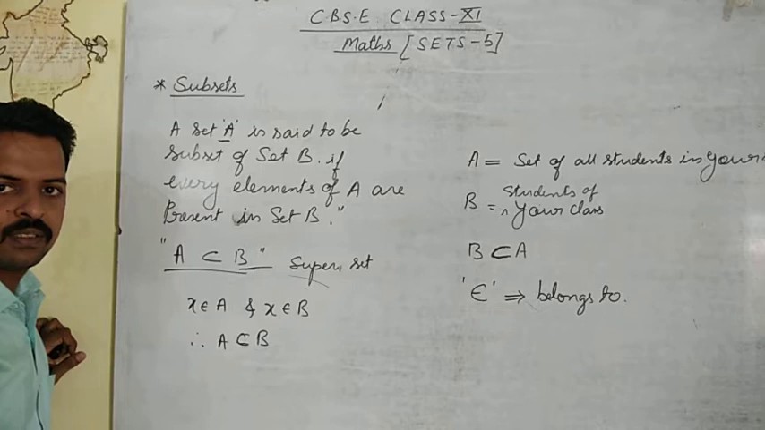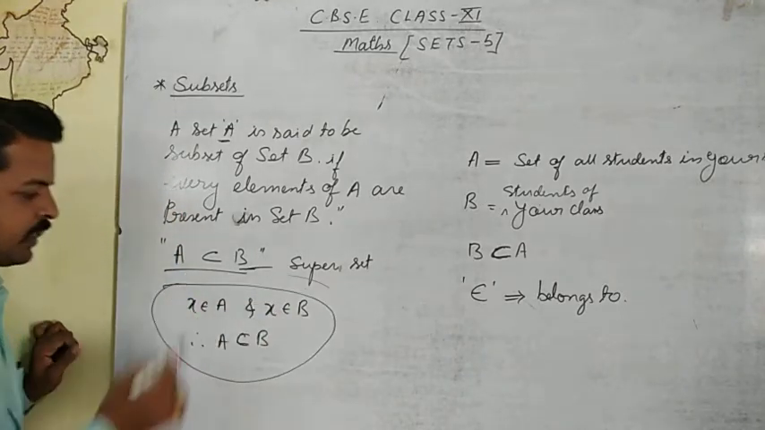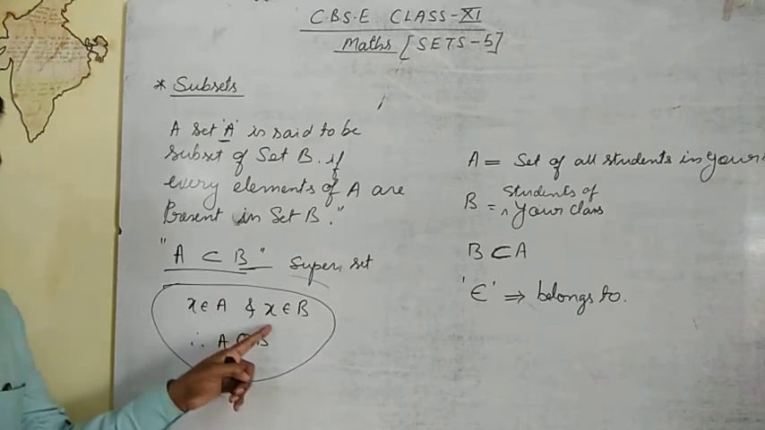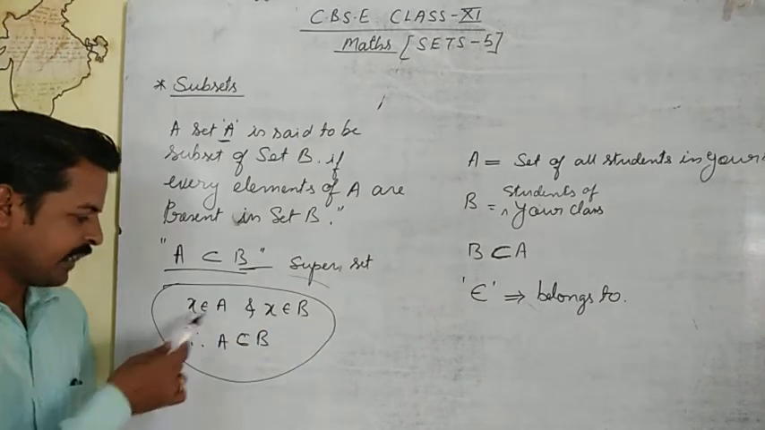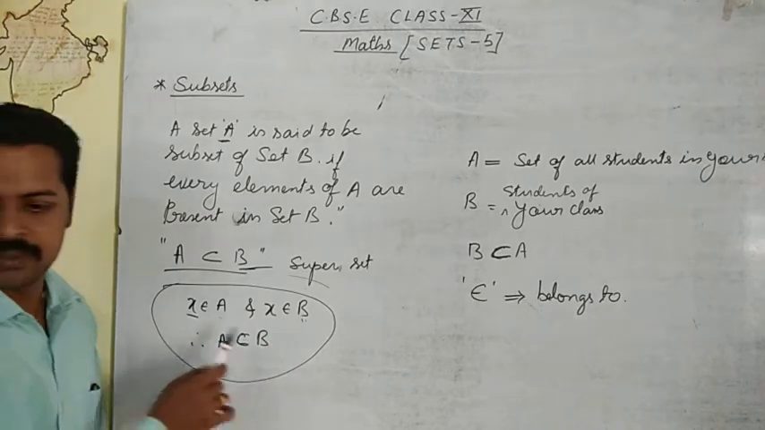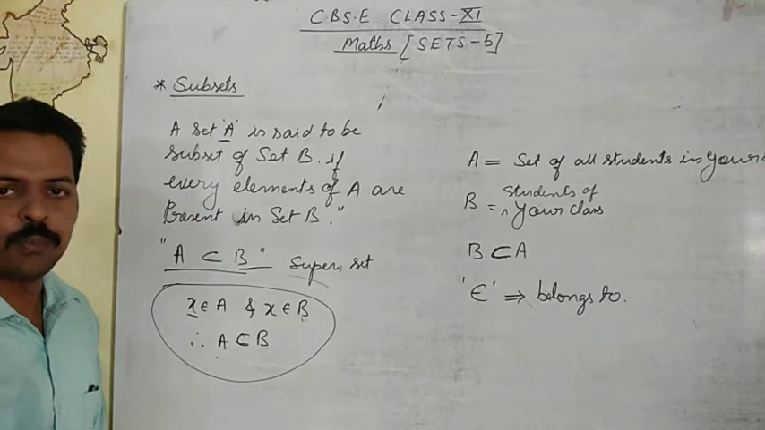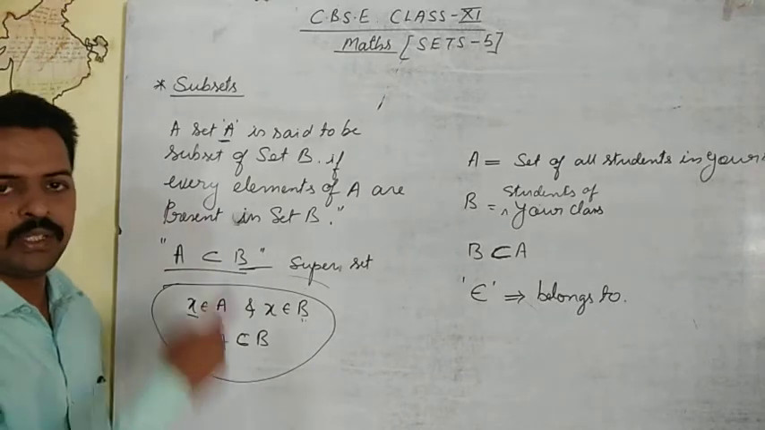This is the same definition in symbolic form. If x belongs to A and x belongs to B, it means whatever elements were there in A are also there in B, therefore A is a subset of B. I hope you understood this. Please pause the video and note it down.